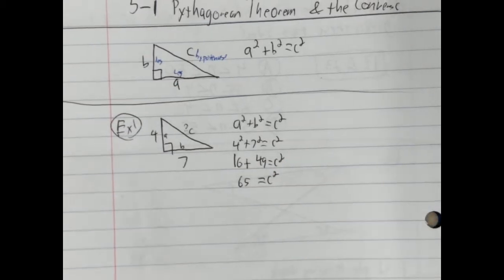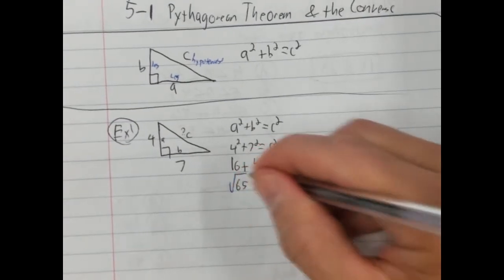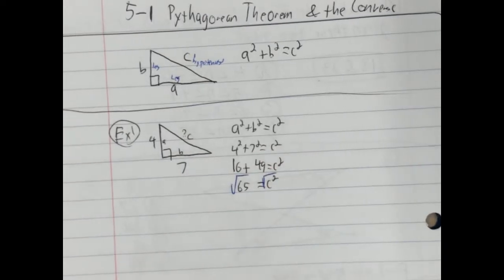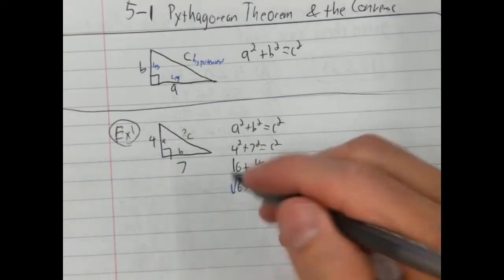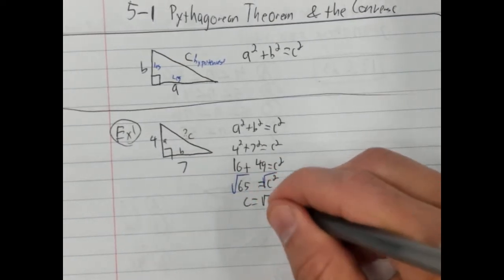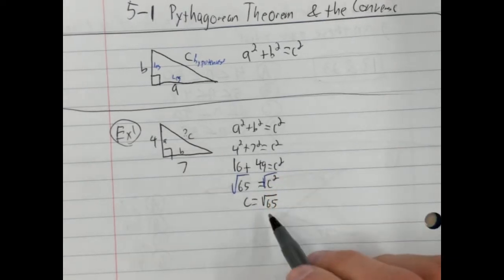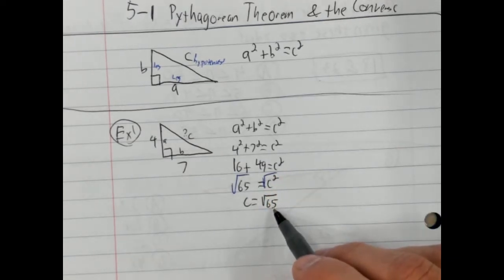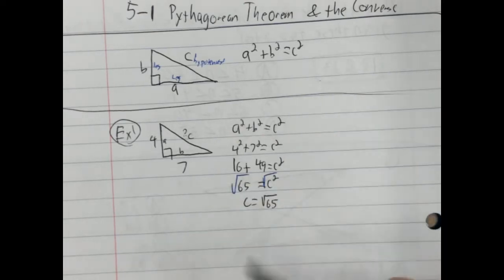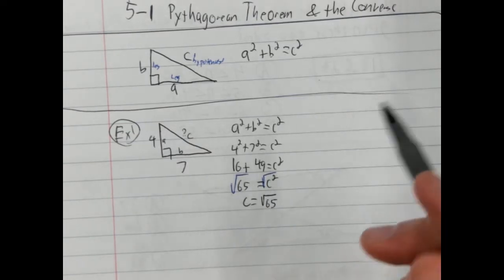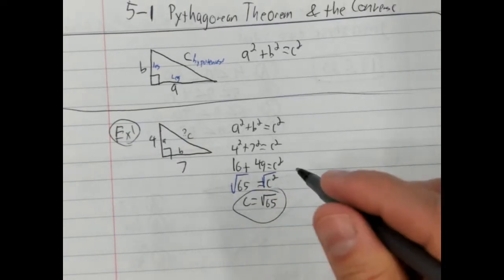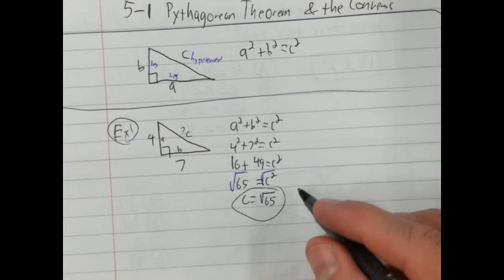Well, we're not done because we want c. We don't want c squared. So we're going to do the square root of both sides, and we're going to have c equals radical 65. Now, the square root of 65 is awfully close to the number 8. We know this because the square root of 64 is 8. It's a perfect square. So radical 65 is just past that, so this would be 8 point something, very close to 8. That's estimation of radicals. We cannot simplify that, though, unfortunately.